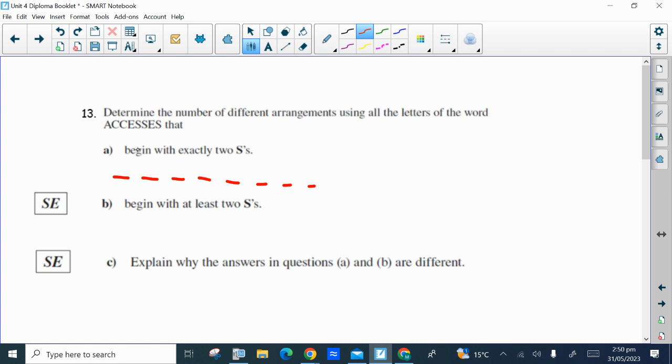So if we put 2 S's at the start, the way it's worded, it says it has to begin with exactly 2 S's, which means that the next letter cannot be an S. That's what that means. So if we cross off those 2 S's, we'd have 1, 2, 3, 4, 5 choices for the next letter. It just can't be the remaining S.